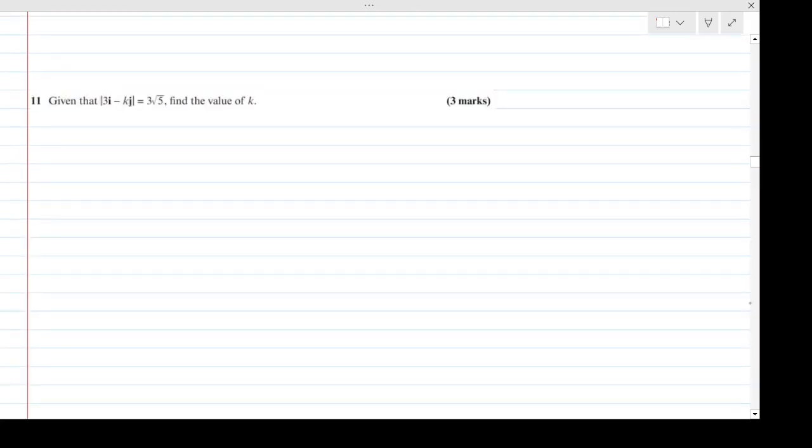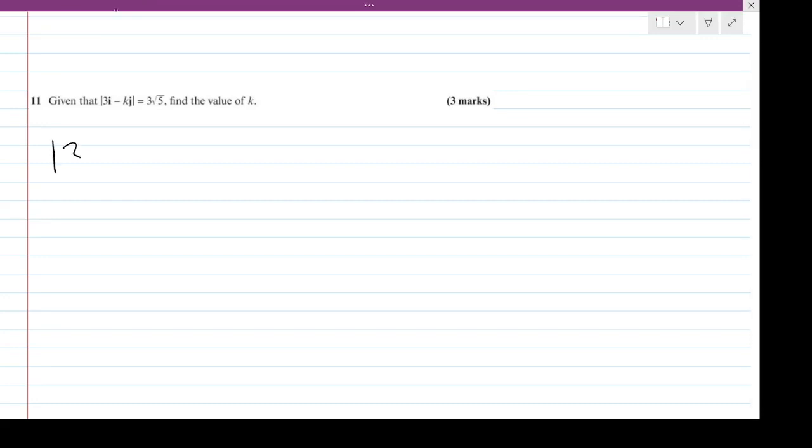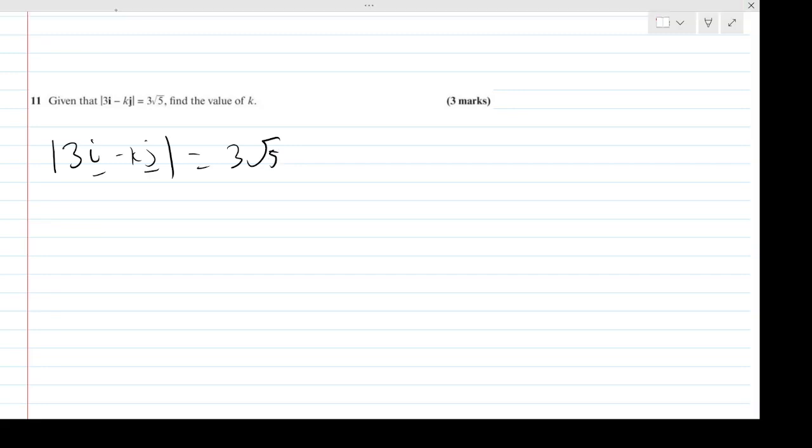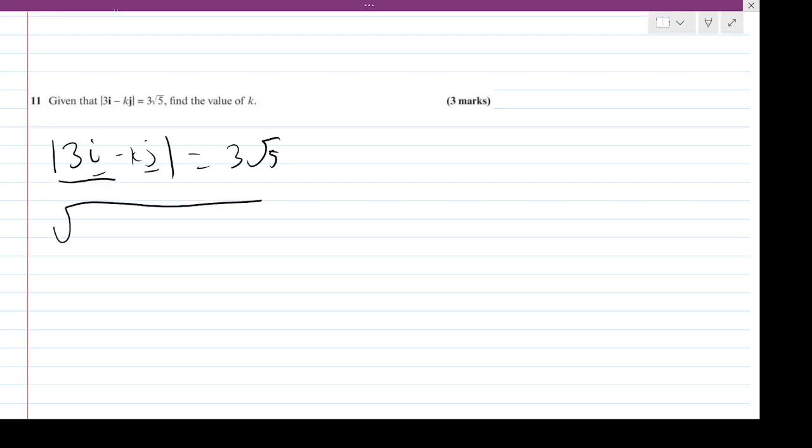And because it's so important, I'm going to do another question, okay? In this style. So now we have the magnitude or the length of 3i minus k lots of j again. It's now 3 root 5. And again, I need to find the value of k. Because it's the magnitude, I need to do the square root of the 2 parts all squared. So it's going to be the square root of 3 squared add minus k all squared, equals 3 root 5.